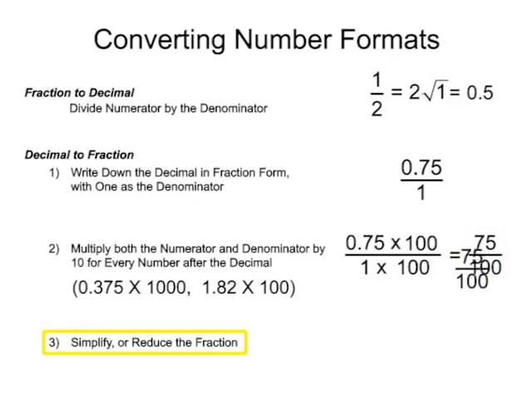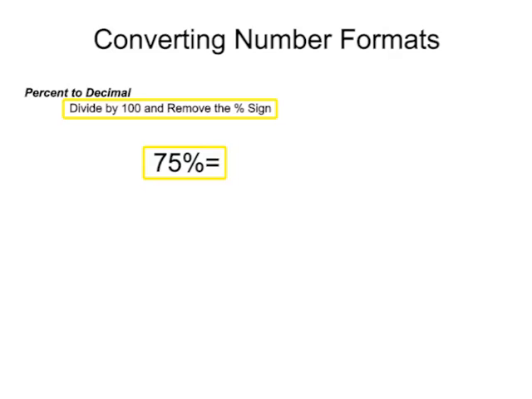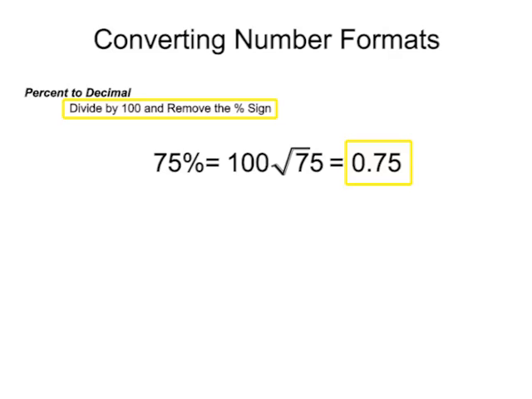Finally, we take the resulting fraction and simplify it if required. This fraction simplifies to 3/4. To convert a percent to a decimal, simply divide by 100 and remove the percent sign. For example, to convert 75% to decimal format, first divide by 100, which yields 0.75, and remove the percent sign.